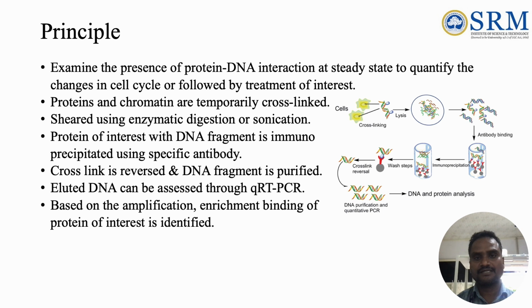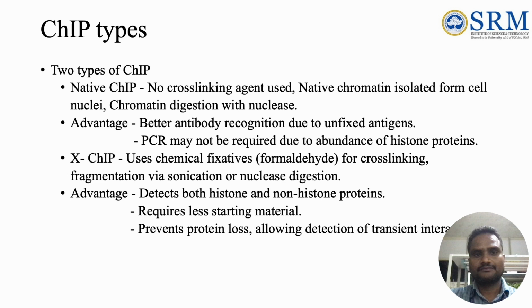In the last step, the DNA is purified from the protein-DNA complex and analyzed using techniques like PCR, qPCR, microarrays, or sequencing. The amplification levels in qRT-PCR help determine the binding enrichment of the protein of interest at a specific genomic location. Higher enrichment means stronger binding of the protein to the DNA region. Lower or no amplification suggests that there is no interaction at the genomic location.